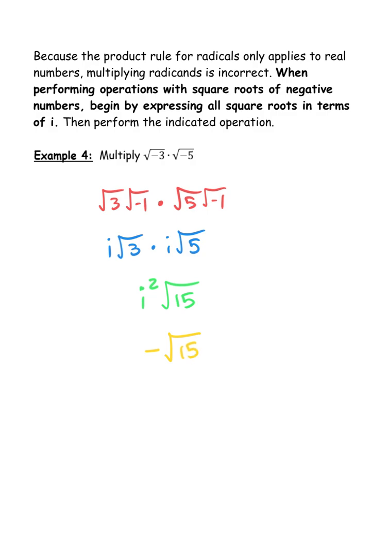So yes, the product rule for radicals only works when both A and B are non-negative. For negative radicands, like you saw here, you must rewrite using i, because it does change your answer.